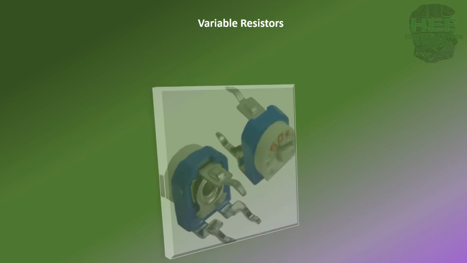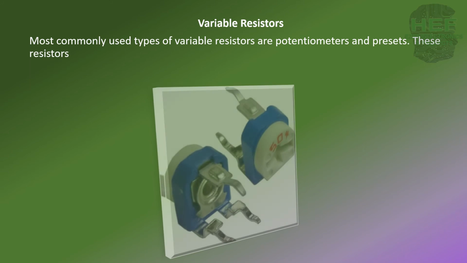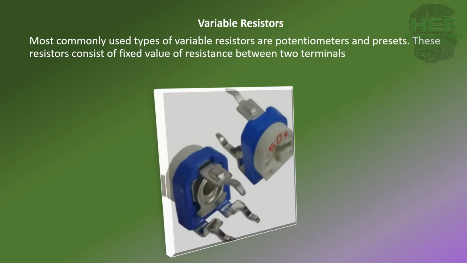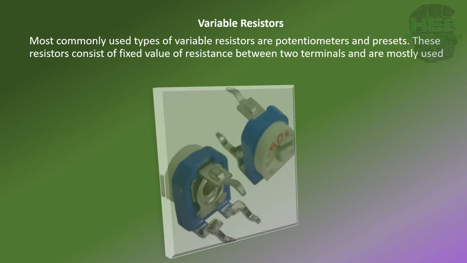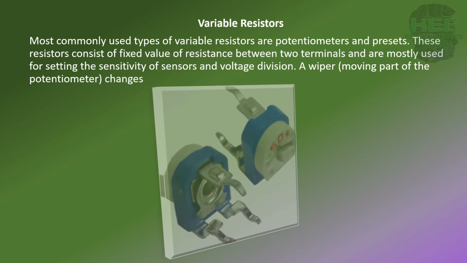Variable resistors. Most commonly used types of variable resistors are potentiometers and presets. These resistors consist of a fixed value of resistance between two terminals and are mostly used for setting the sensitivity of sensors and voltage division. A wiper, the moving part of the potentiometer, changes the resistance and can be rotated with the help of a screwdriver. These resistors have 3 tabs, in which the wiper is the middle tab that acts as a voltage divider when all the tabs are used.